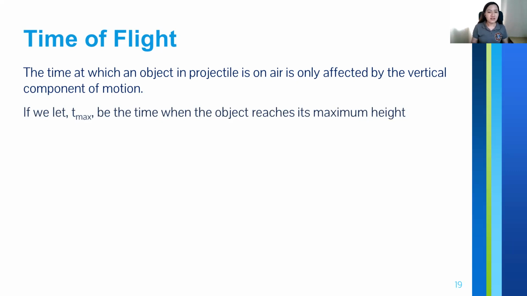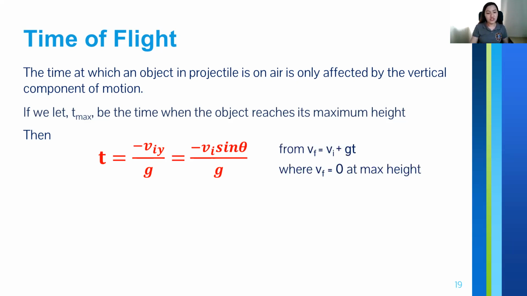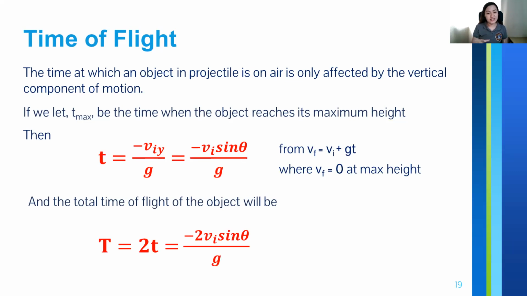So if we let T sub max be the time when the object reaches its maximum height, okay, maabot siya sa highest na point. Now remember, igabot sa highest point sa object, the vertical component of the velocity there is 0. So then T equals negative VI y over G, or negative VI sine theta over G. Ito maning V equals velocity initial plus GT. Okay, so time therefore is negative VI sine theta over G. Okay, so dinha na siya gikan. And the total time of the flight will be, okay, that's just twice that T.